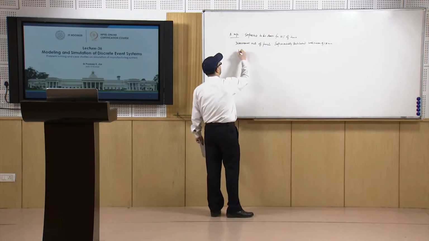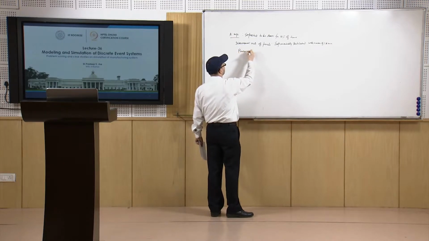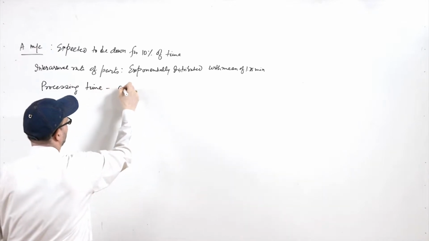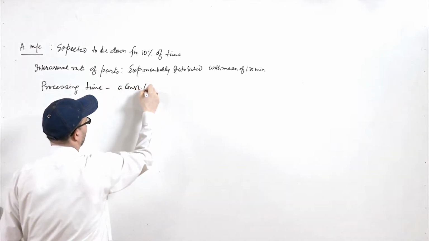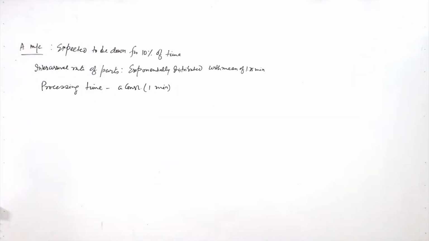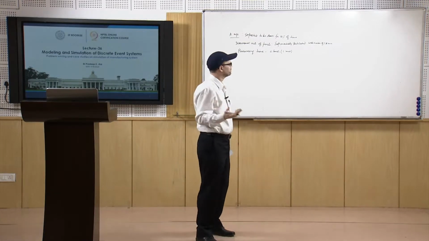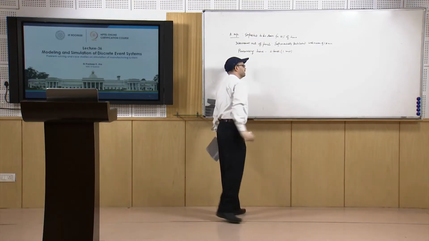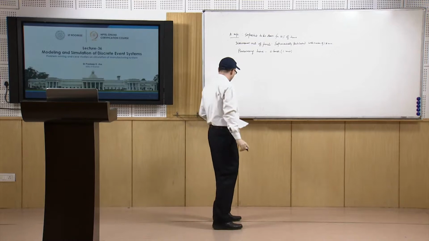Similarly, a processing time may be given. The processing time may be a variable following a certain distribution function, but suppose it is taken as a constant of 1 minute.